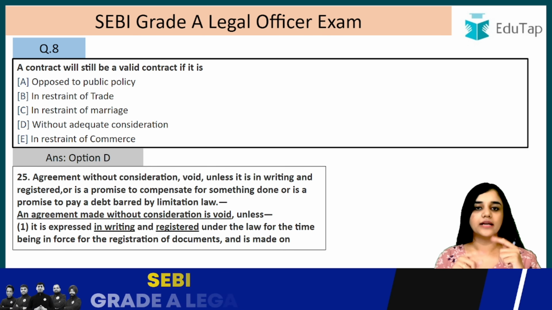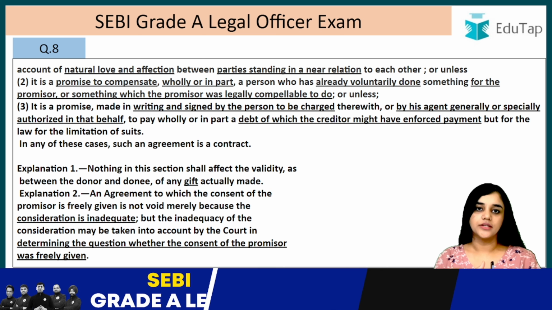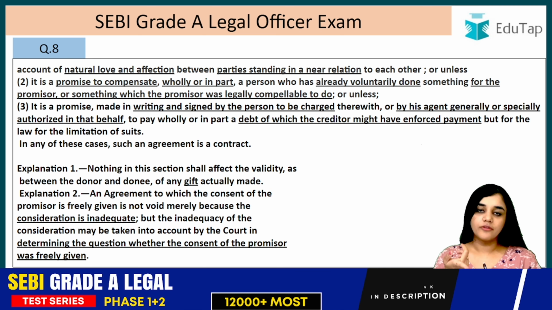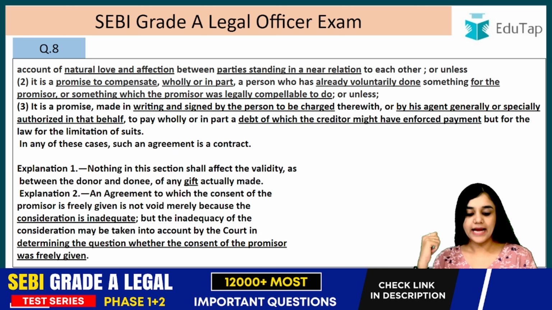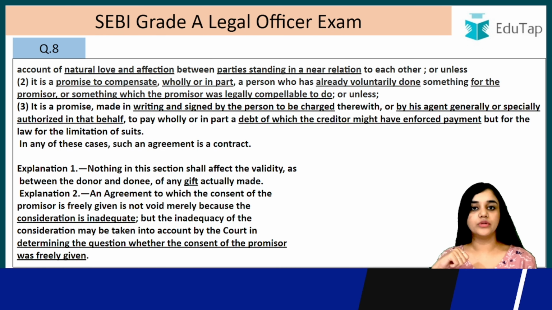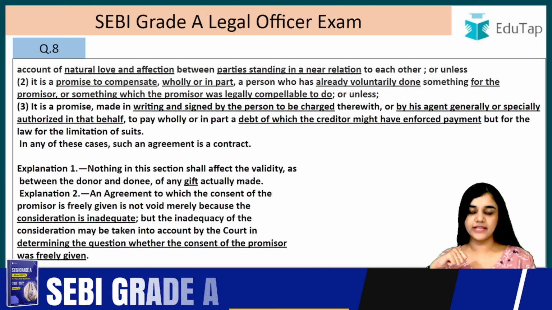This term, parties standing in a near relation, only includes relations such as husband and wife, mother and daughter, mother and son, siblings, only such. Best friend, a friend, such relations do not come under standing in near relation. You may have love for your best friend, but you are not in a relation with your best friend, right? So this does not come within the meaning of this section, and for this purpose we also have to read explanation 1. Let's move to explanation 1 first.